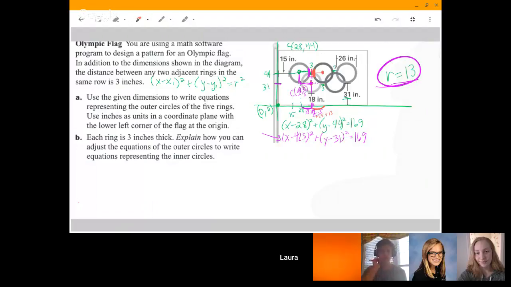So the red center, we're at the same height, so the y value is going to stay the same. Still going to be 44. Mm-hmm. The x value is going to be 57 because we did 42 and a half plus 1 and a half plus 13.